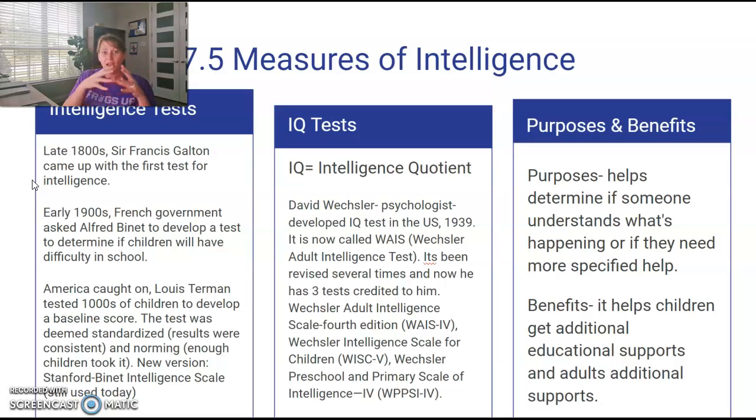IQ test. David Wechsler was a psychologist. He developed IQ tests in the U.S. in 1939. It is now called the Wechsler Adult Intelligence Scale, the WAIS. It's been revised several times, and now he has 3 tests credited to him. The adult test, which is on its 4th edition. The scale for children, it looks like it's on its 5th edition. And the Wechsler Preschool and Primary Scale of Intelligence, also on its fourth edition.